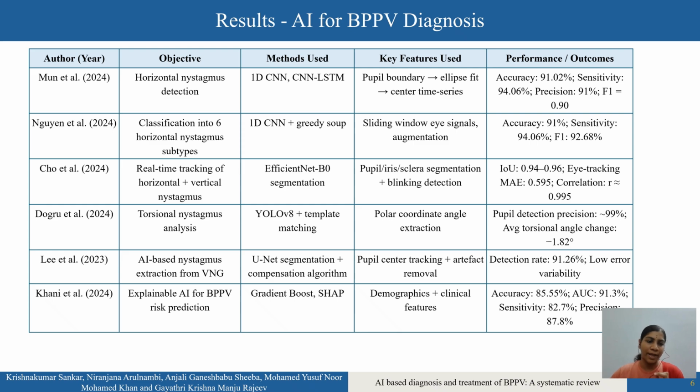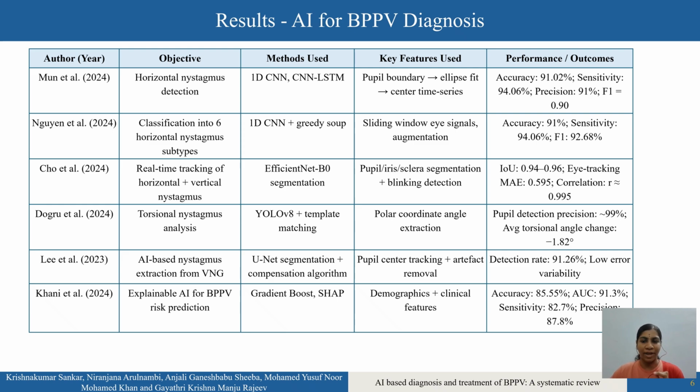The paper by Moon et al. focused on the use of horizontal nystagmus, while Guen et al. focused on classifying the horizontal nystagmus into 6 different subtypes based on the semicircular canal that has been affected. Cho et al. focused on the real-time tracking of horizontal as well as vertical nystagmus, while Dogru et al. focused on the analysis of torsional nystagmus rather than horizontal and vertical nystagmus. Lee et al. used AI for the extraction of the nystagmus pattern from the video nystagmography recordings. Kani et al. was the only paper that focused on the use of explainable AI for BPPV risk prediction.